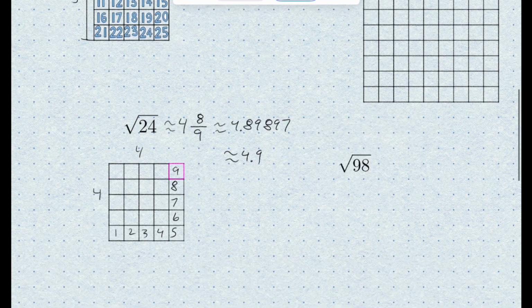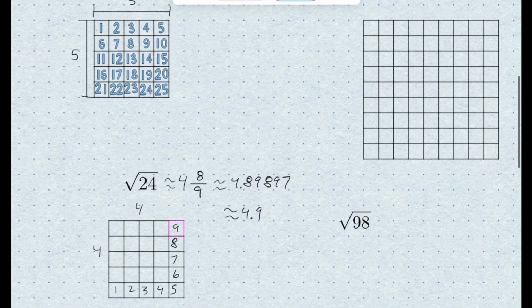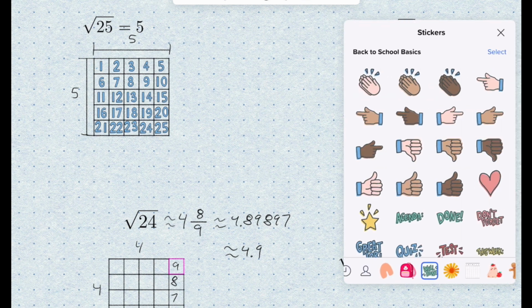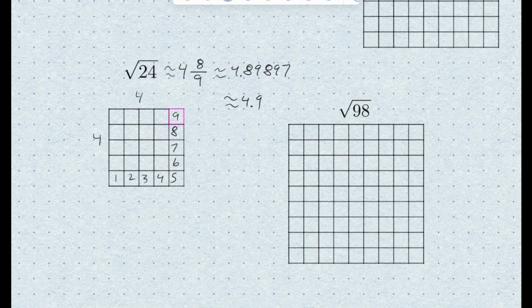So we look for the next closest square root, which will be 81, which we had right here. So I'm going to duplicate that. I've duplicated our 9 squared block, which represents the square root of 81. But we need something that has 98. So we're going to add squares here till we get to 98.